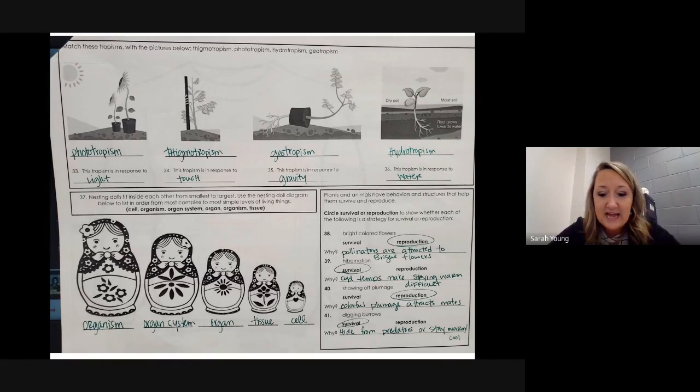Number 41 was asking about digging burrows. Some organisms dig burrows to help them hide from predators or to stay warm if it's cold, or to stay cool if they live in the desert. So digging burrows is going to help them be able to survive in their environment. Any questions on that page, guys?